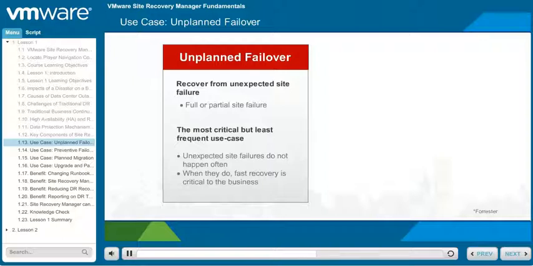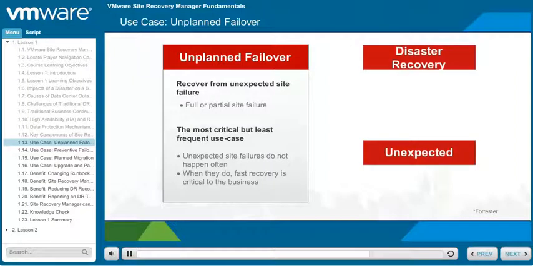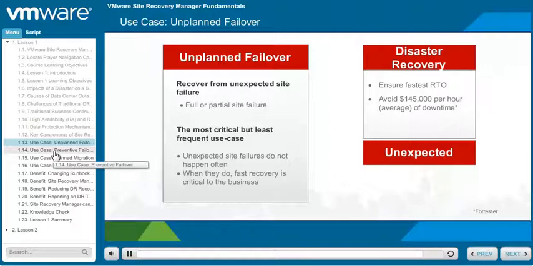Failing everything over at once might be used in the event of an earthquake, where the duration and impact is often unknown but generally long. This is the most critical but least often used use case. Site Recovery Manager is designed in this scenario to ensure the fastest RTO, recovery time objective. In other words, the amount of downtime endured. Minimizing the RTO is the key to minimizing the cost of downtime, which averages $145,000 per hour according to Forrester.